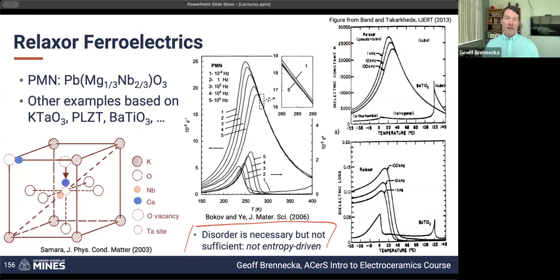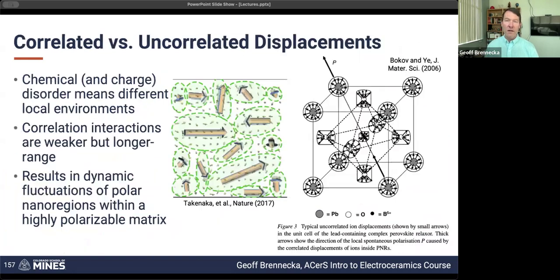But this is not just, oh, we threw a bunch of different atoms on a site and magically got a new response. There's a lot more to it than that. And so happy to get into the high entropy discussion if people are interested in that space. But I don't want to spend too much time on it here other than to say that this is distinct from that high entropy stuff. This is the relaxer response is different from that.